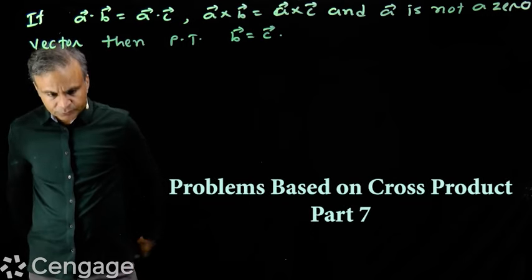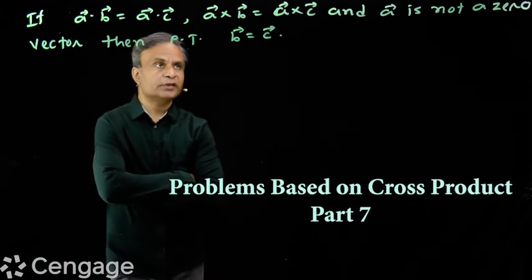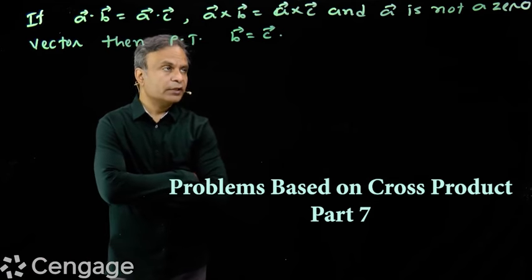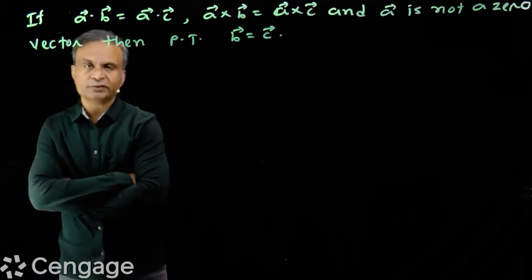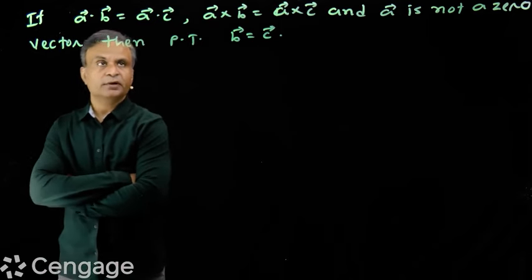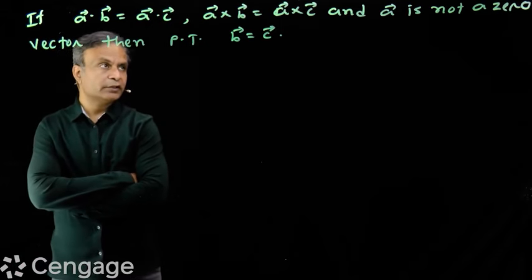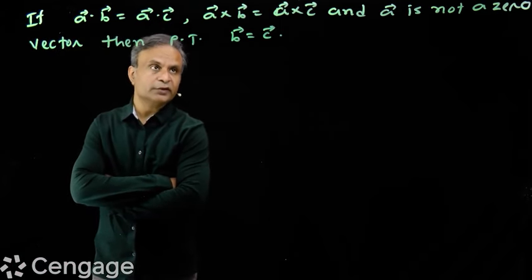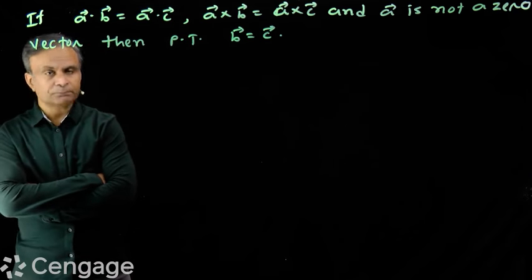Now we have this question. If A dot B is equal to A dot C and A cross B is equal to A cross C, and A is not a zero vector, then prove that vector B is equal to vector C. A dot B, A dot C के इक्वल है, A क्रॉस B, A क्रॉस C के इक्वल है, A नॉन ज़ीरो वेक्टर है. हमें प्रूव करना है कि वेक्टर B वेक्टर C के इक्वल है.